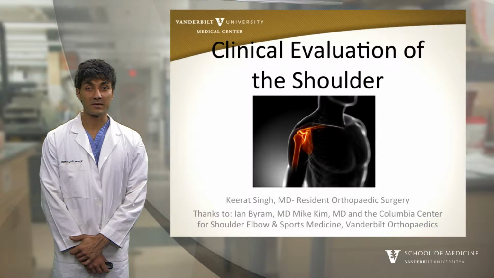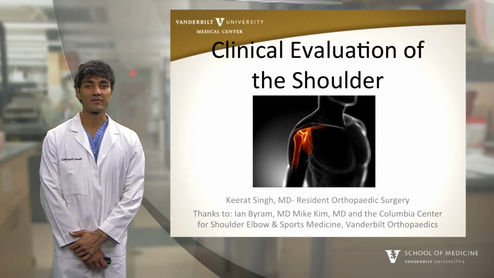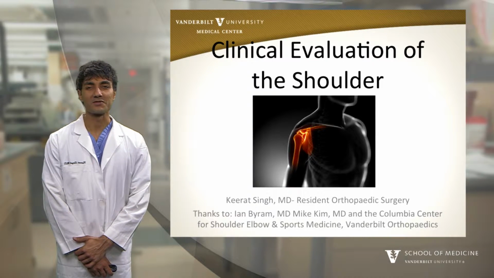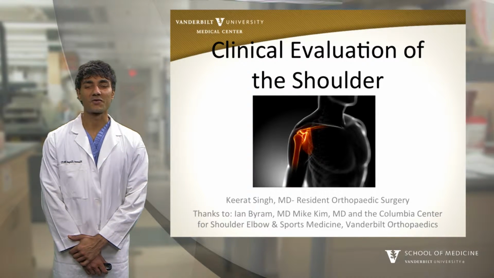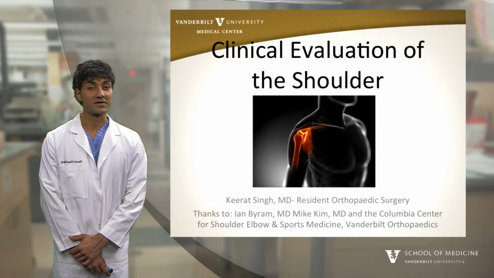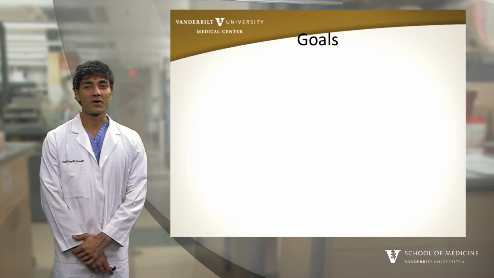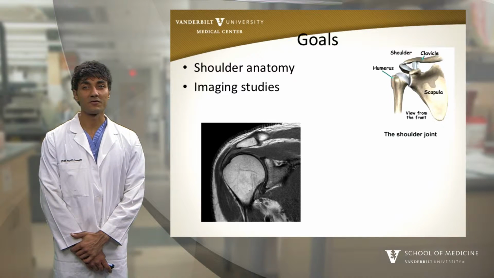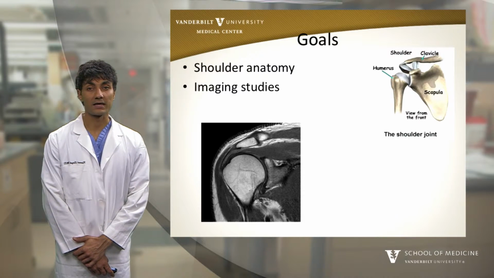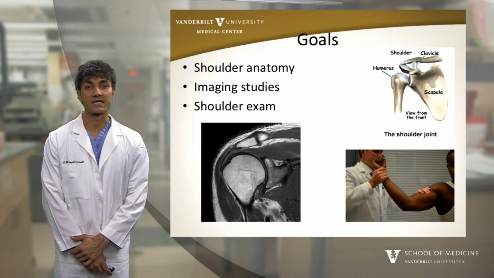This is the first segment in a two-part series. The second segment is going to focus on common shoulder pathology ranging from osteoarthritis all the way to rotator cuff tears. The goals of this talk are first to talk to you about shoulder anatomy. We'll follow that with imaging and then talk about how to do a shoulder exam.